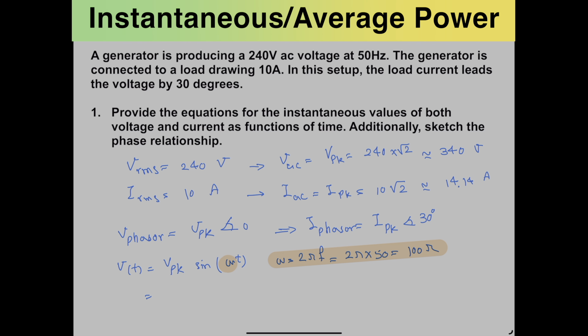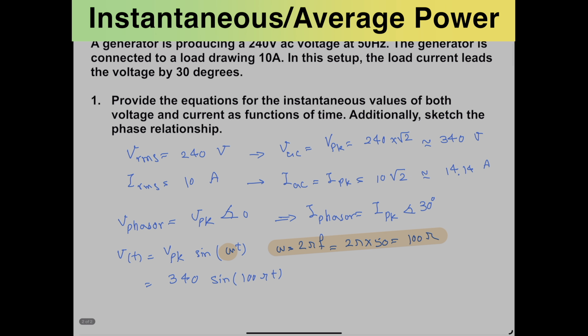Now, let's simplify this. We just calculated V peak, which is given here as 340 volts, and the phasor doesn't have any angle, which means that this form of sine wave is enough for us. We just need to add 340 volts at the very beginning. So we would have 340 sine of omega t, which is 340 sine of 100 pi t. So that's the instantaneous voltage.